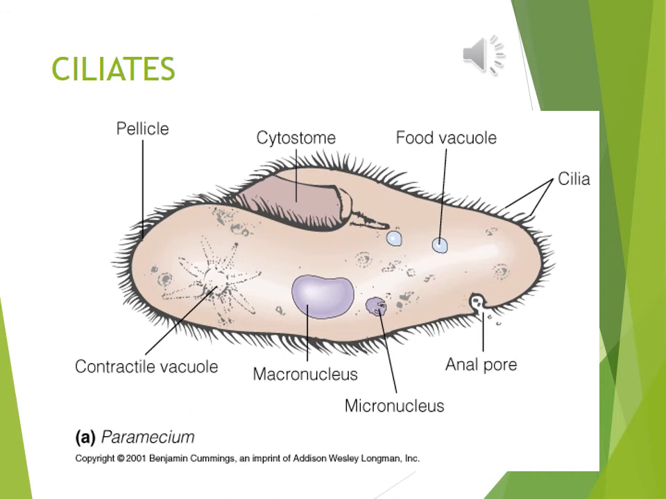Cilia wave back and forth to sweep food particles towards the primitive mouth of the organism, and the cilia are also important in locomotion. Most of them have a macronucleus which controls feeding, metabolism, excretion and motility, and they also have a micronucleus which controls reproduction.